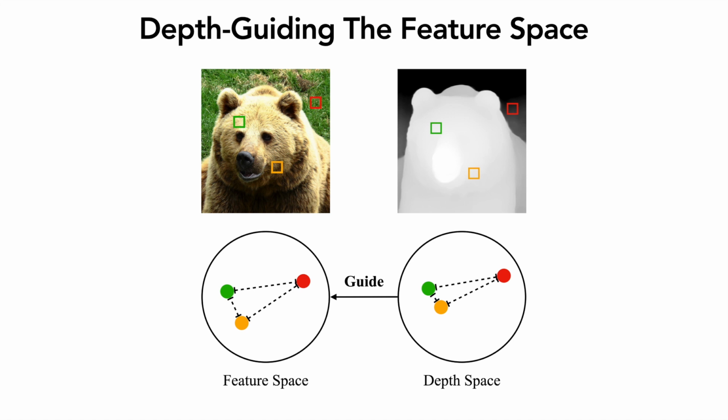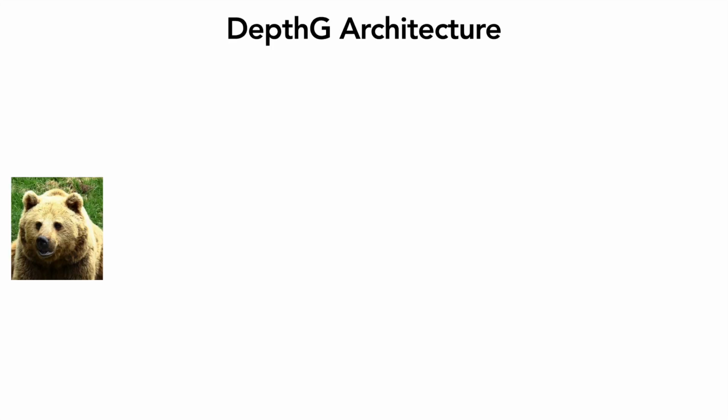If our guidance is successful, the feature space will be learned to contrast features from objects, guided by the distances present in 3D space. To achieve this, we propose the following architecture.